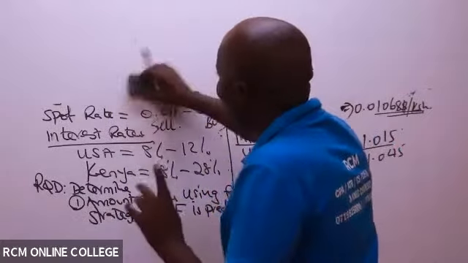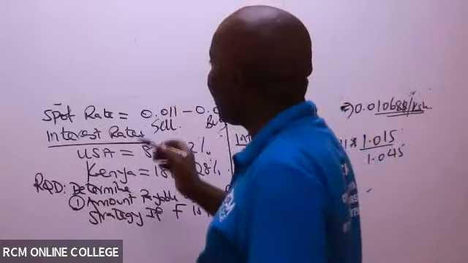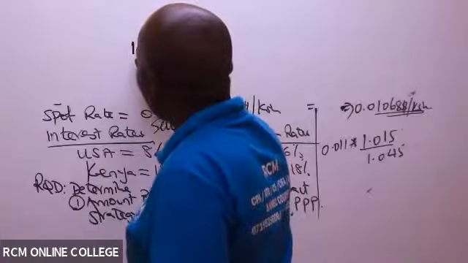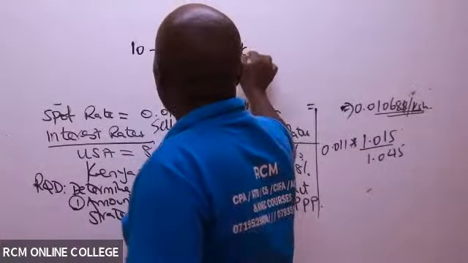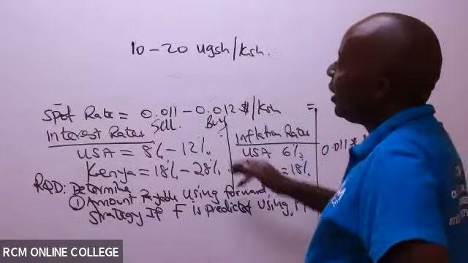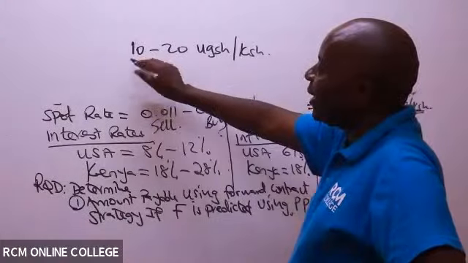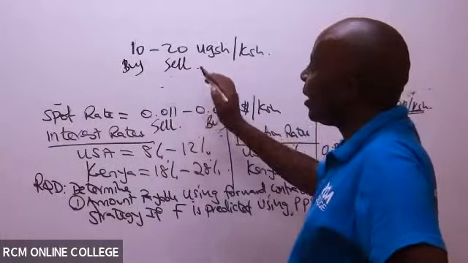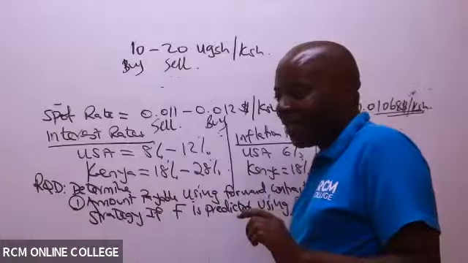There is something that I don't want us to be fighting about as we go on with this topic. If, for example, you are given here an exchange rate, 10 to 20, Uganda shillings per Kenya shilling. There are those students who will still believe that the lower number should always be buy. Always. There are those who will tell you that Mwalimu, the lower number is buy, and this one here is sell.